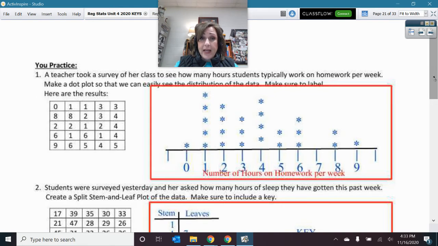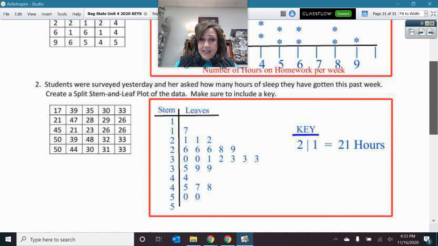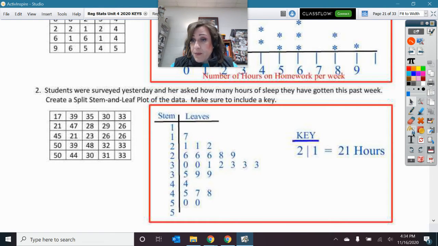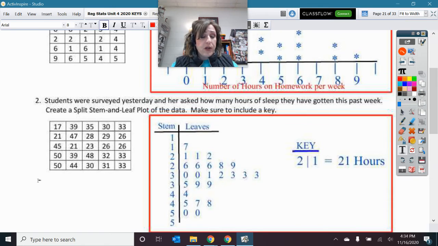All right, next, you were asked to make a split stem and leaf plot. Split is whenever you do your 1, 1, 2, 2, 3, 3. So here's my 1, 1, 2, 2, 3, 3, 4, 4, 5, 5. Then I had to go through the data. I probably did this in a few steps. I first just wrote down, okay, I got a 17, and that was the only one of those.